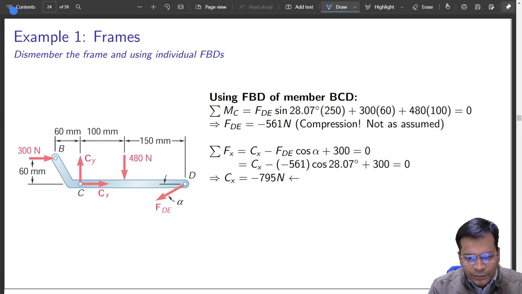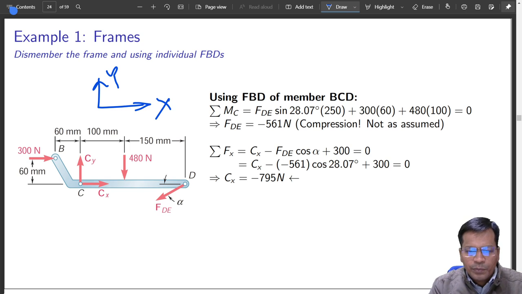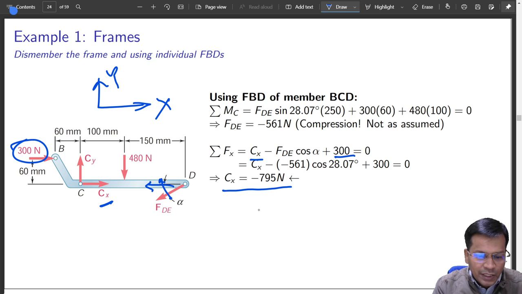Again, forces along X, I am trying to balance along X. So this is your X direction. This was your Y direction. So horizontally, Cx is the unknown, that is what we want to find out. FDE will have a cosine component which is along this, and you have 300 Newton that comes like this. So effectively you found Cx is equal to this, which came out in the opposite direction to the one assumed here. Cx is assumed like this, but the answer came something like this. Anyway, it is 785 Newton in magnitude.